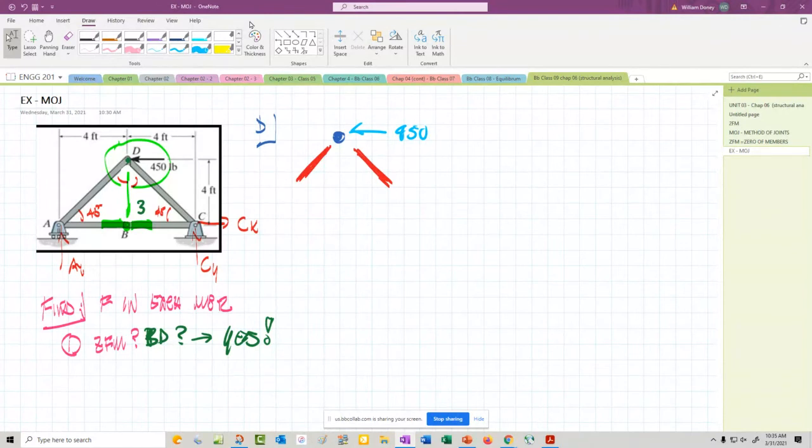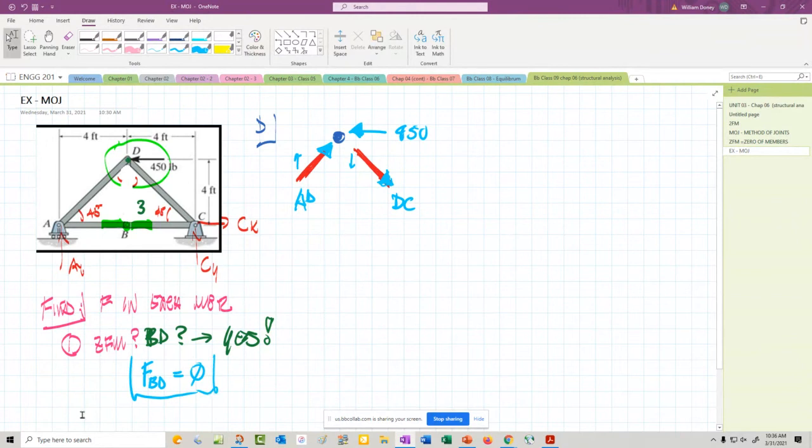Next, I would want to try directions. The 450 is pushing from right to left, so this member would have to help by pushing up to counter that. If this one is up, and this one is AD, then over here DC would have to be pulling down, because this one has an up component. We need a down component to oppose that one. That would be the directions that I would choose. If I pick the wrong directions for those forces, then they'll just be negative when I do the solution. No big deal. I'm just going to write this as zero, so when they ask us, we can say that it's zero in the solution.